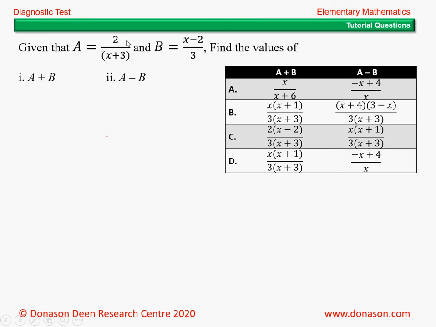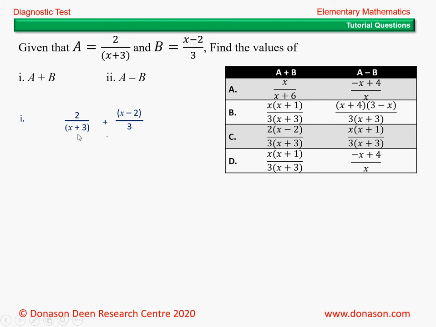Given A is 2 over x plus 3 and B is x minus 2 over 3, find the values of A plus B. That means we need to add up these two fractions and simplify them and check which one of these is the answer. Let us start. So first, this is my value of A, 2 over x plus 3.